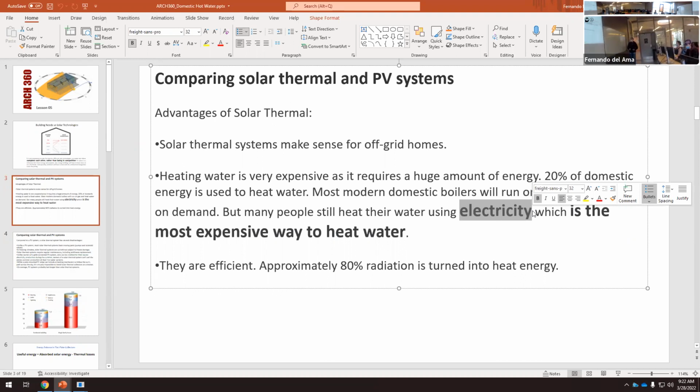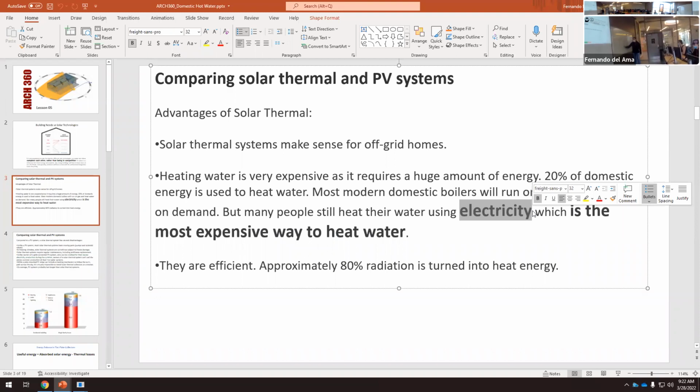And we have electricity to heat up water. So where does this electricity come from? Okay, if we have PV panels, we can generate electricity. The efficiency of this PV panel is around 10%.